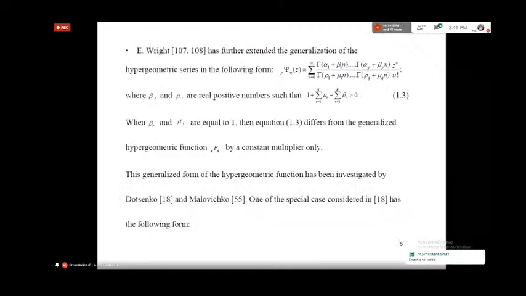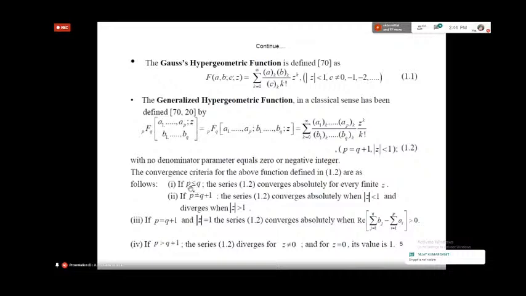It is given like this: p is less than q, or equal to q. Then this always converges absolutely for every finite value of z. And if I put p equal to q plus 1, this converges when mod of z is less than or equal to 1, and the series will be divergent when mod of z is greater than 1.